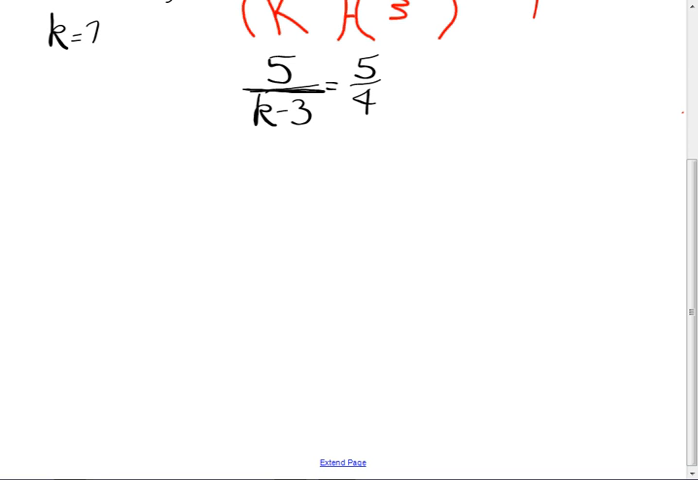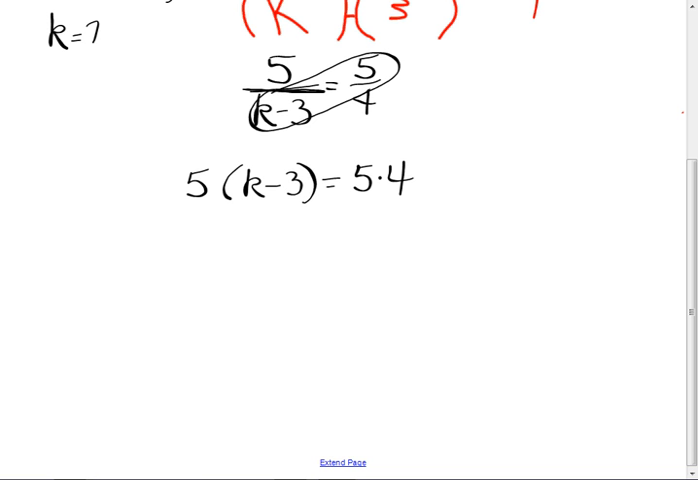So when you multiply these, you must distribute. It's not just 5 times the 3 or 5 times the K. That's a number, like 10. I don't know what it is. And then we multiply it. We get 5K minus 15. Do you remember distributive property? Equals 20. Now what are we going to do to both sides?